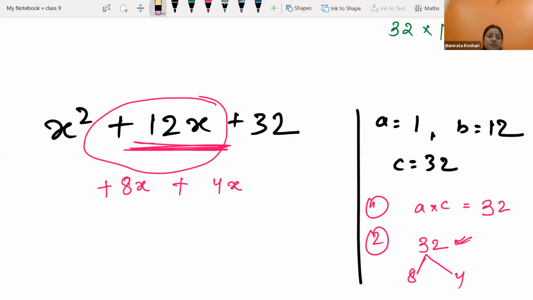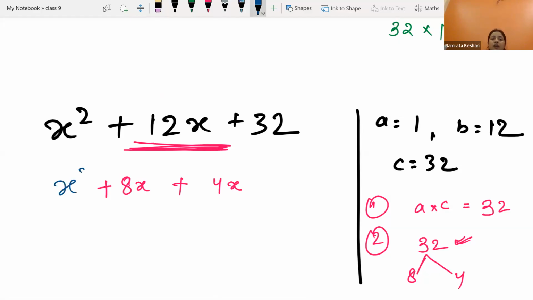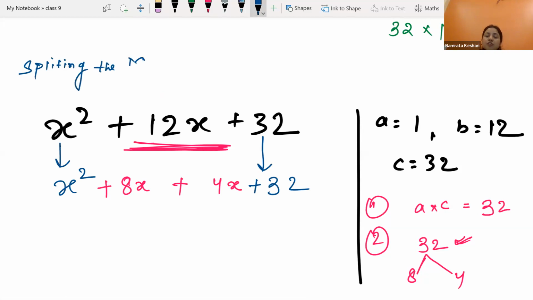Right? Okay, then x square over here, then plus 32 over here. Everything else I have copy pasted. 12 I have split. That's why the name was splitting the middle term. Are you understanding why the name for this method was splitting the middle term? Yes. Because we have split this 12 as 8 and 4.